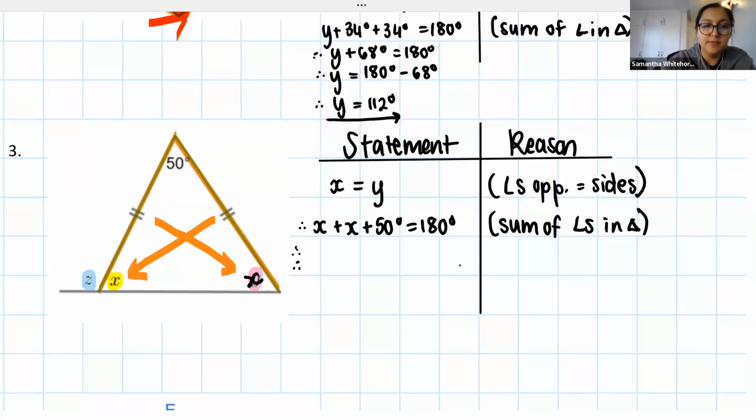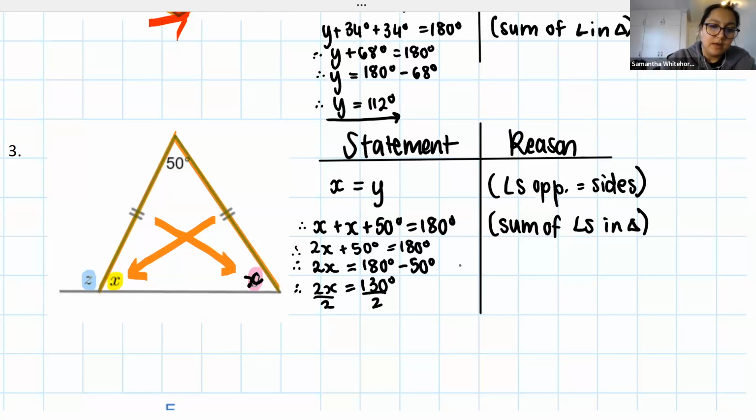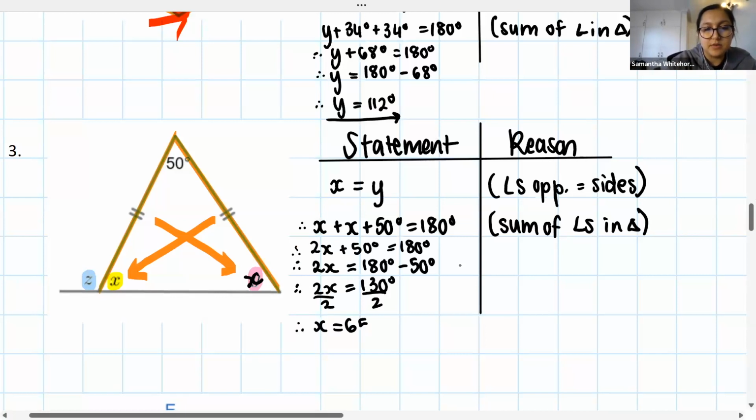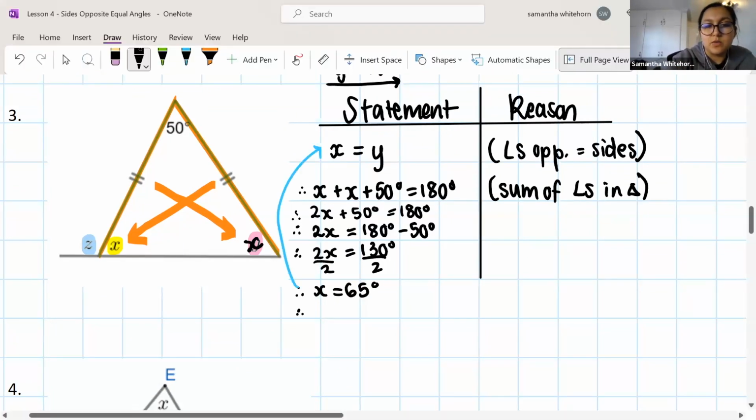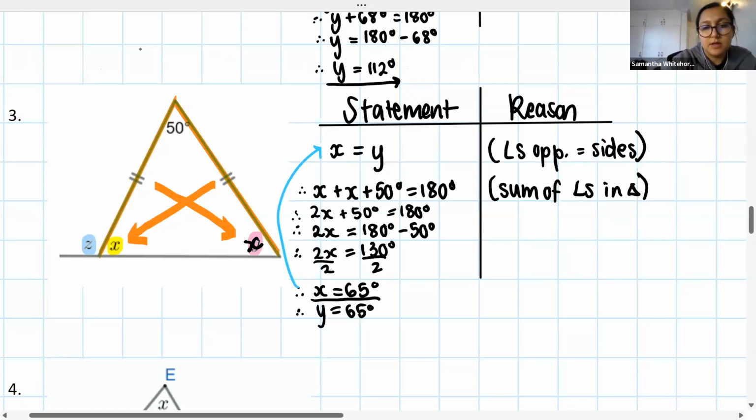I'm going to solve for x now. So x plus x is 2x, plus 50 is equal to 180. Inverse operations tells me to subtract 50 on both sides, and so 2x is equal to 130. I want x, so I'm going to divide both sides by 2. And so x is equal to 65 degrees, which therefore means that y is also equal to 65 degrees.